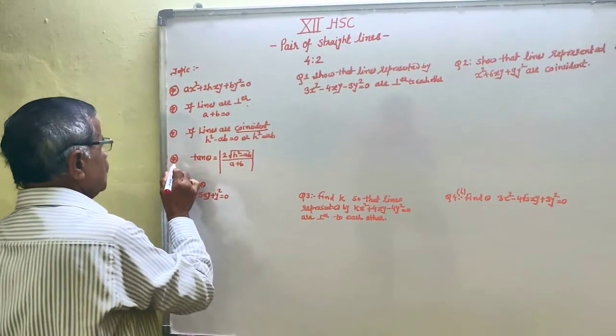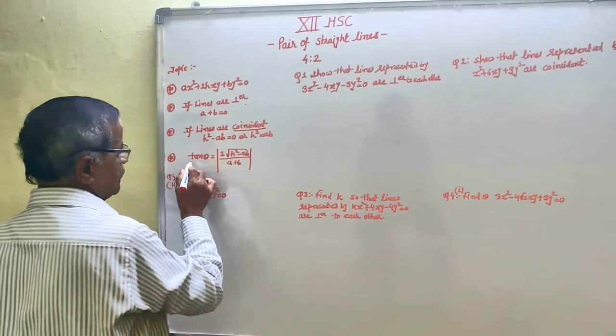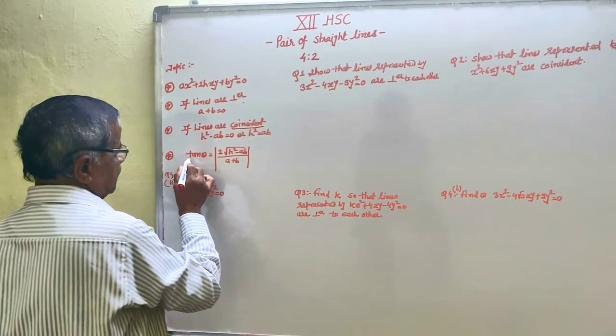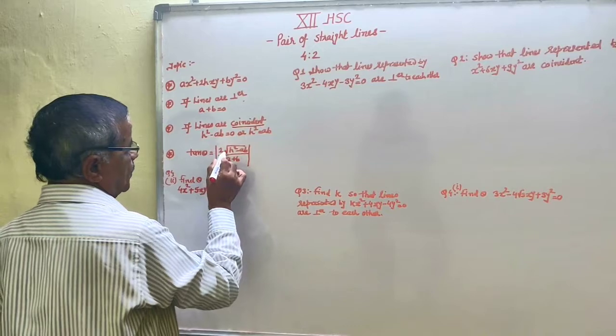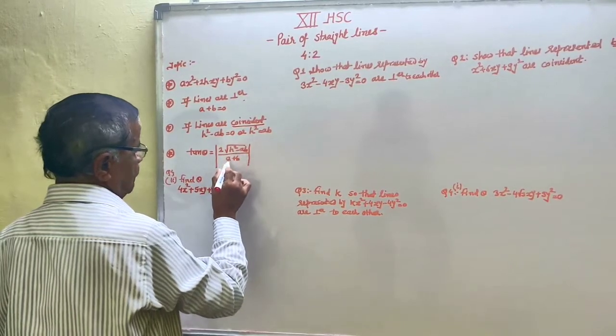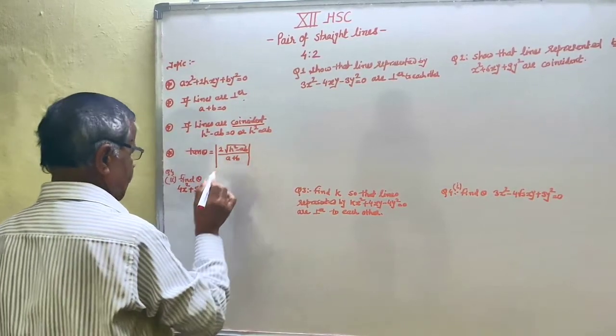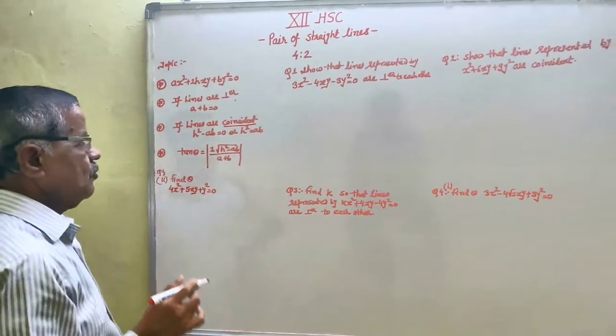If you want to find out the angle between the two lines, then it is given by tan theta is equal to modulus of 2 under root of h square minus ab upon a plus b. Okay, now we will go to solve the problem.